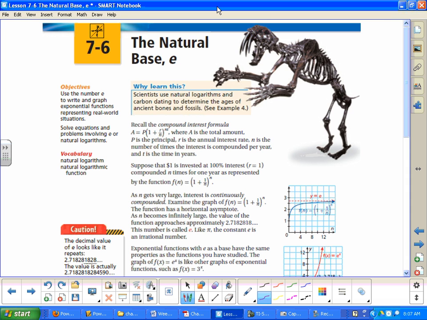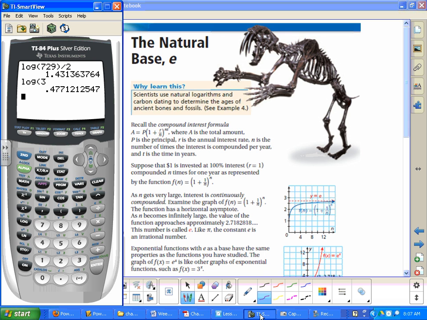Okay, the natural base e. When we're talking about the natural base e, it has a basis in a lot of things. One of the things is that if you notice on your calculator, and we'll look here first, where you have the log key on our calculator, right below that there's an ln key. But also above the log key is 10 raised to the power of x. Above that ln key is e raised to the power of x.